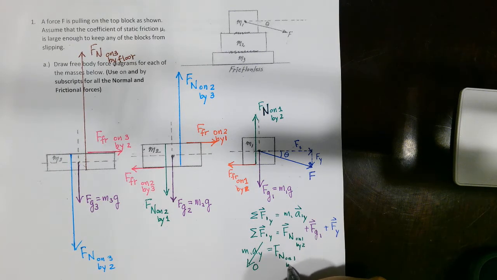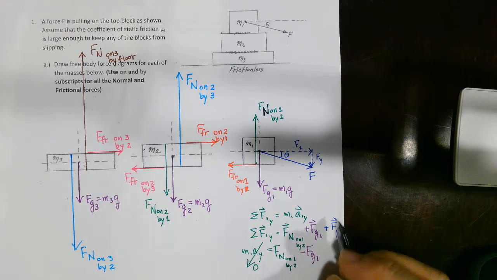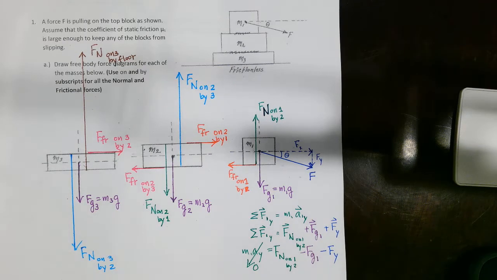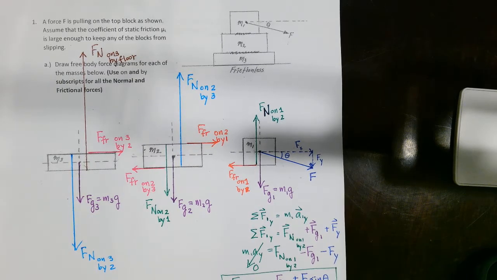On 1 by 2, my FG1 is negative. FY is also negative. So my F normal on 1 by 2 is equal to, right, FG1 plus, right, F sine theta. All right, so don't forget that.